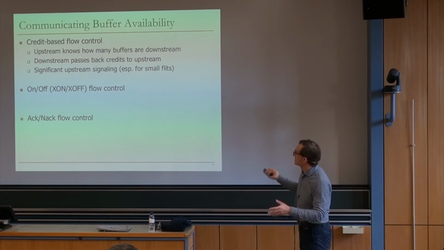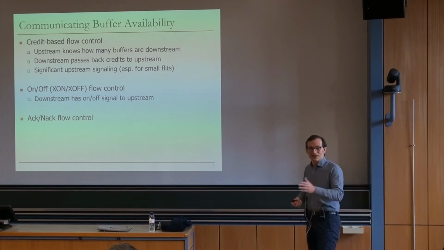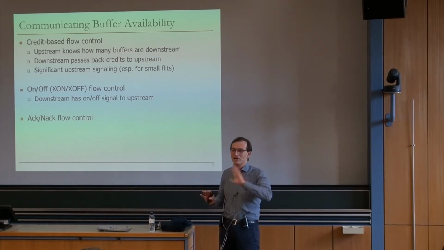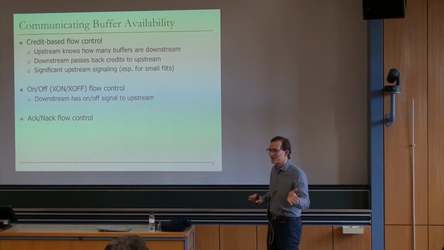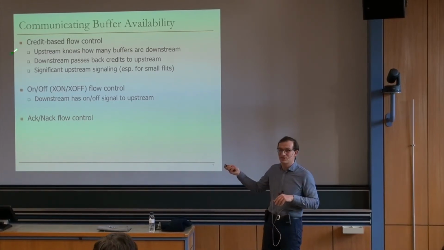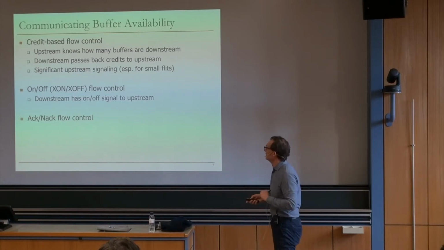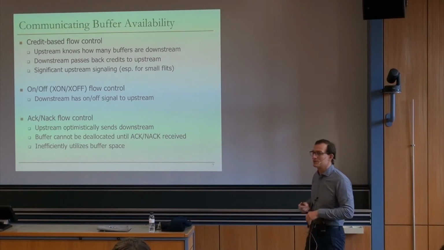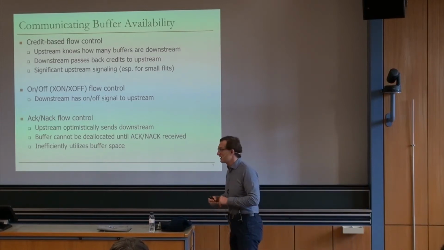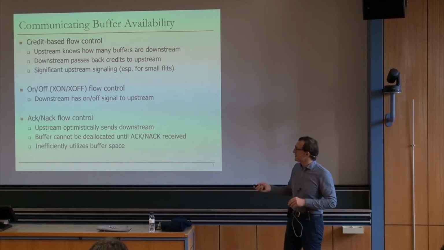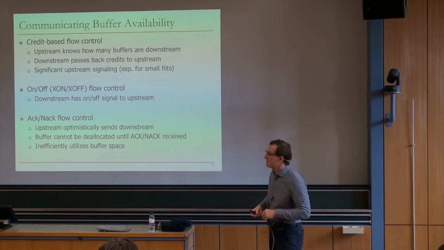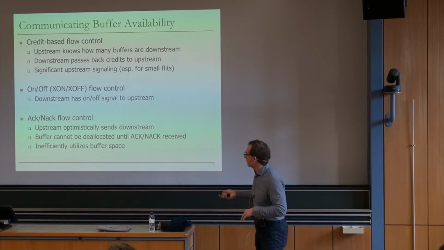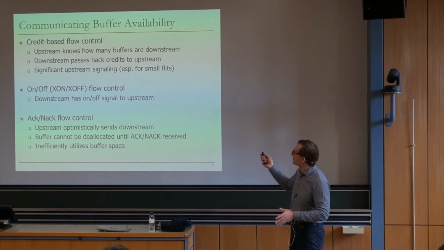So the on and off flow control is a different method. It basically says, stop sending me packets because I don't have buffers, or now you can start sending me packets. It's on and off, basically. It's different from how many buffers I have. I have credits or not. ACK/NACK means the upstream router optimistically sends the packet to the downstream router, but it cannot deallocate the buffer until it receives an ACK or NACK. Of course, this may have downsides like inefficient utilization of buffer space. But they all have downsides in the end.